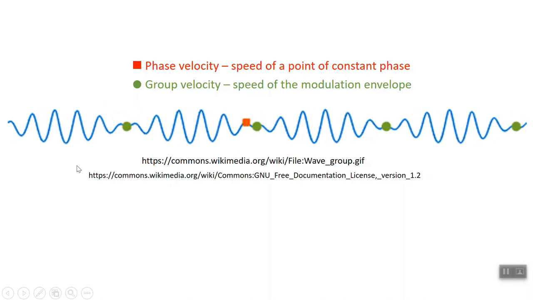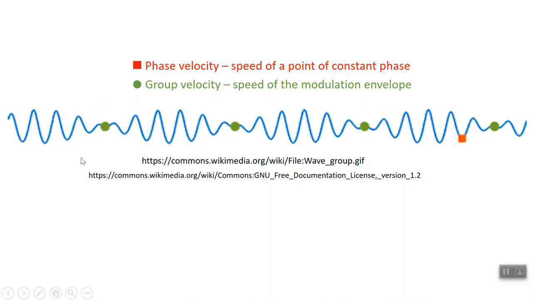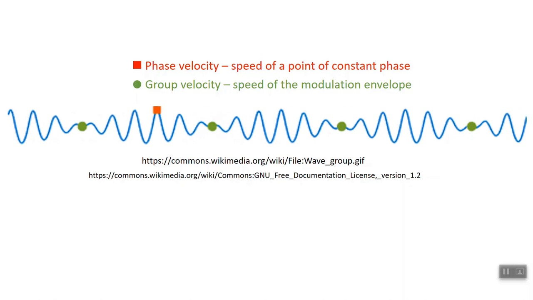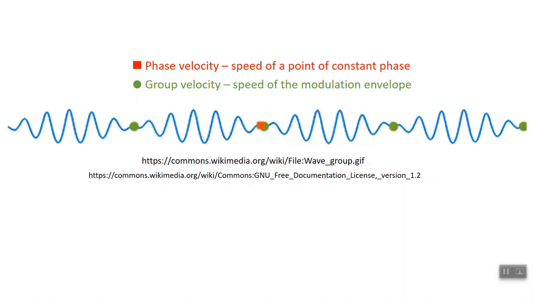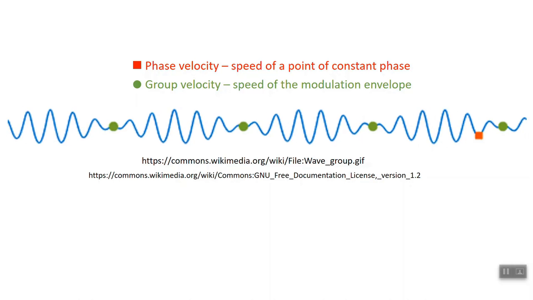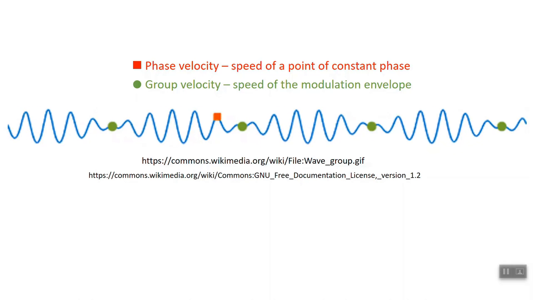Here's an example of the phase velocity being much larger than the group velocity. So the red box is a point of constant phase. It's moving at the phase velocity. You notice the green dots are always at the same place in the group. They're all positioned right where the destructive interference happens. They're moving a lot slower. It doesn't have to be that way.